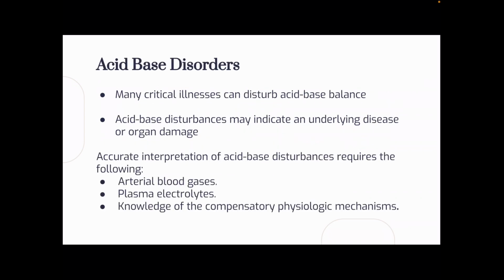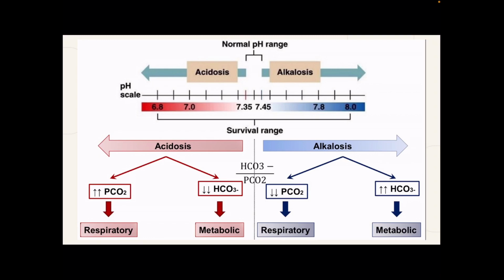So many critical illnesses can disturb this acid base, and from monitoring this acid base disturbance we can know which disease is causing this acid base disorder. So you will know, they will give you arterial blood gases and plasma electrolytes, and you should have knowledge of the compensatory physiological mechanisms to reach the result. تمام? So here you have the normal pH range, which is from 7.35 to 7.45. إذا في حموضة فهذا acidosis. إذا في قاعدية أكثر, this is alkalosis.